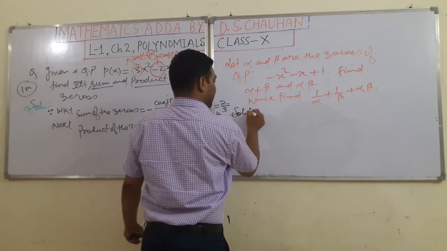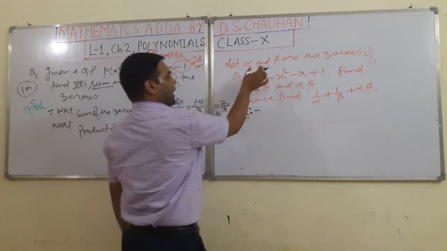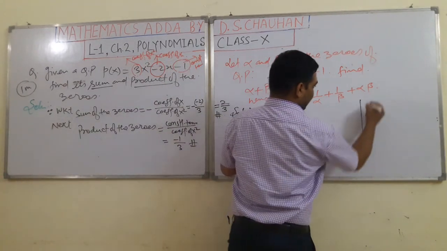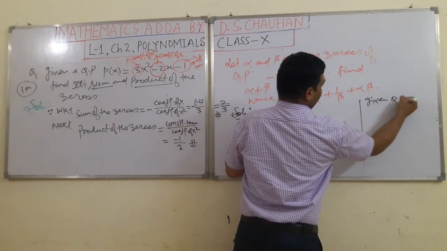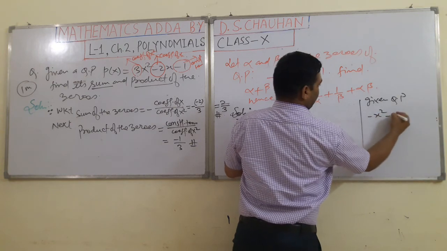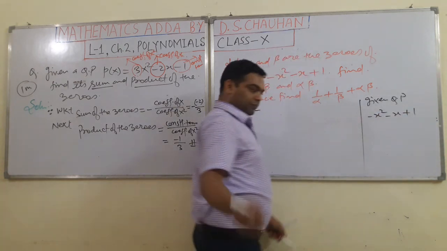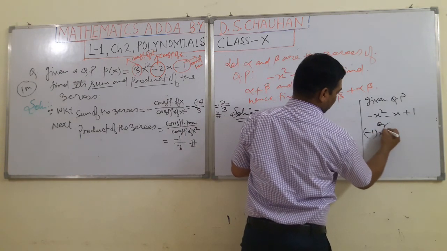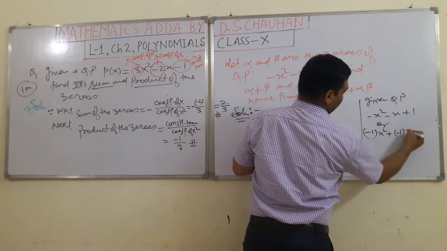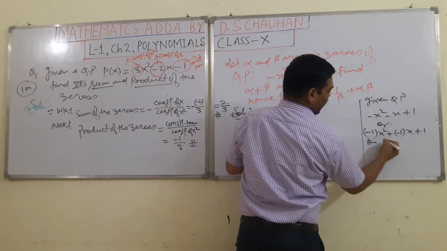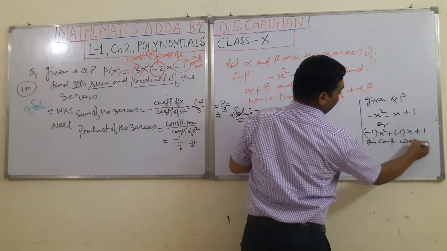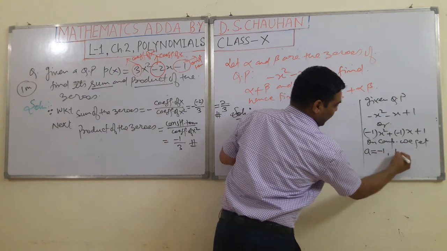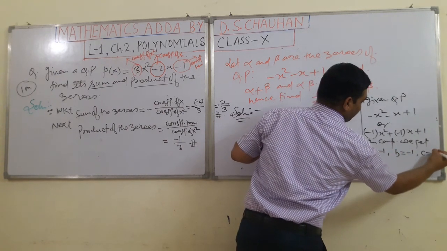See here the symbols are given. Since alpha and beta are the zeros of the quadratic polynomial, right here the given quadratic polynomial is minus x square minus x plus 1. If you write it in standard form, it can be written as minus 1 times x square plus, inside the bracket, minus 1 into x plus 1. Comparing with the standard form, we get the coefficient of x square A is minus 1, B is minus 1 and C is 1.